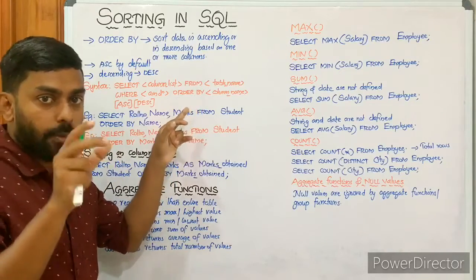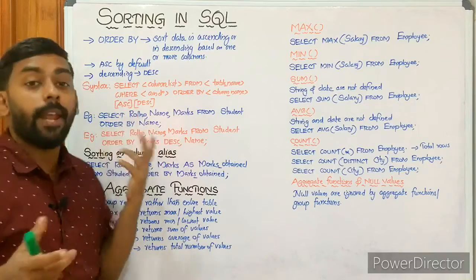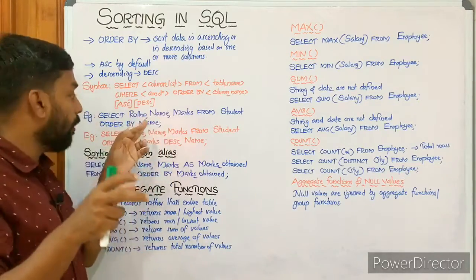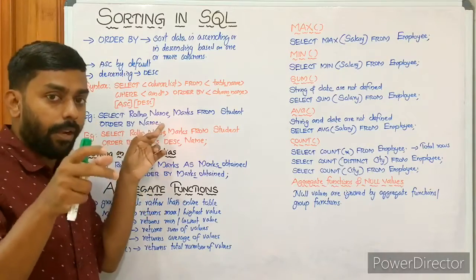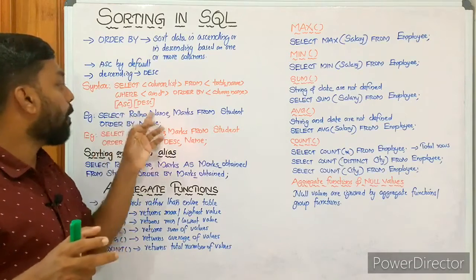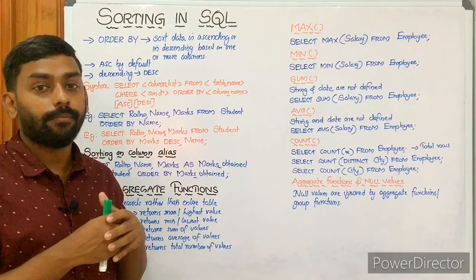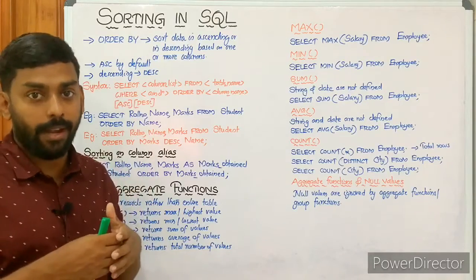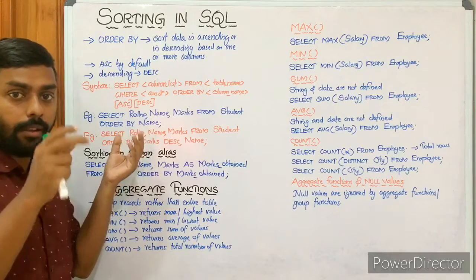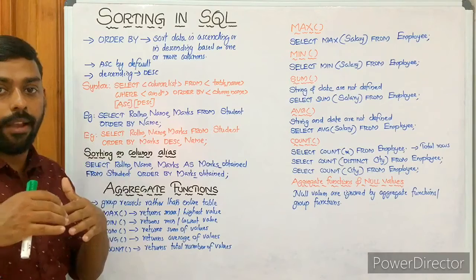Of those students, in which order? ORDER BY name, in the sense ORDER BY name ASC. We don't have any keyword just after name, ASC or DESC, so it will be taken as ASC. So it displays the roll number, name and marks of students in ascending order of name, meaning increasing order of name, A, B, C, D. Yes, Adul, Bibin, Sia, then Zia.